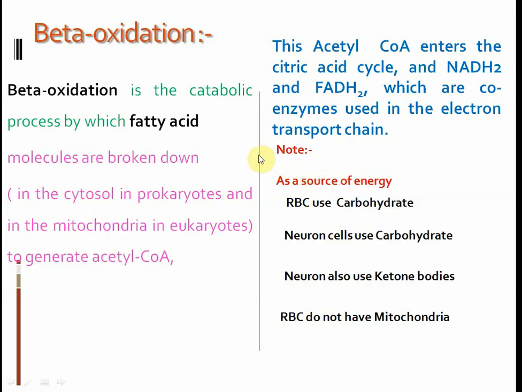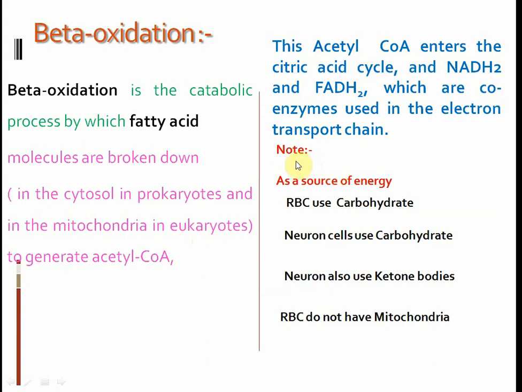What is beta oxidation? Beta oxidation is a catabolic process by which fatty acid molecules are broken down to generate acetyl CoA. This acetyl CoA enters into the citric acid cycle and produces NADH2 and FADH2, which are the coenzymes used in the electron transport chain. Remember, this breakdown takes place in the cytosol in case of prokaryotes and in mitochondria in case of eukaryotes.